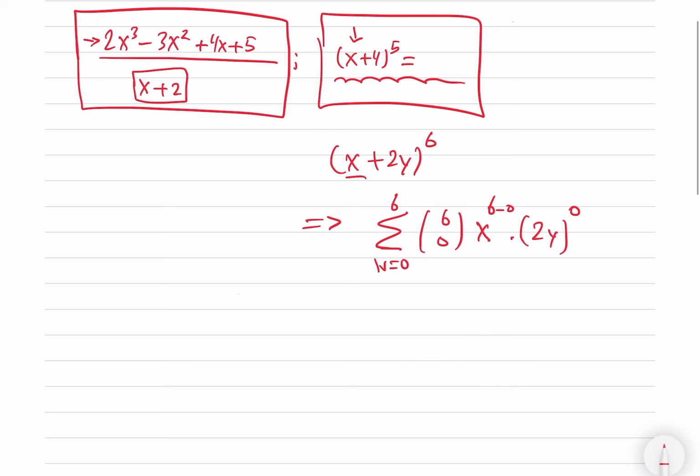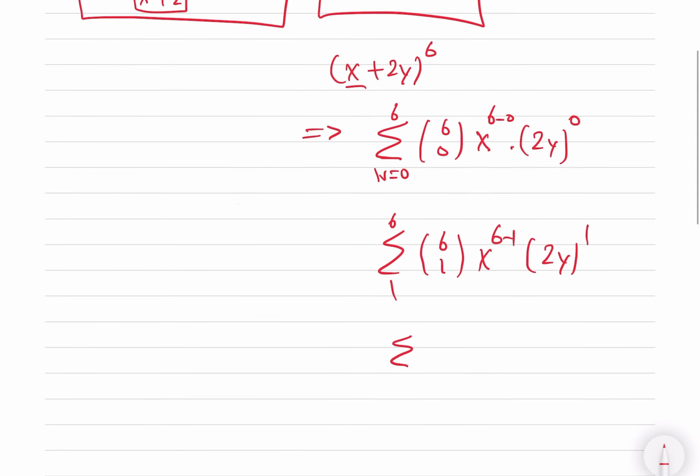Let's say the second one, it would be 6, then you do 1. That would be 6, 1. Then you simply do x to the power of 6 minus 1, then 2y to the power of 1. It's that simple. Let's say the third one, you do 6, 2. Remember, you can do this on the calculator, 6, 2, just type it in. We have x to the power of 6 minus 2, then you have 2y to the power of 2.